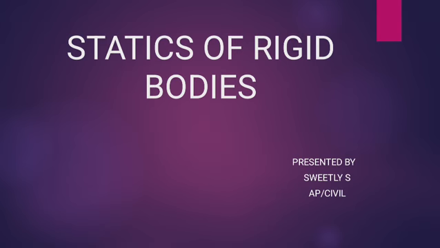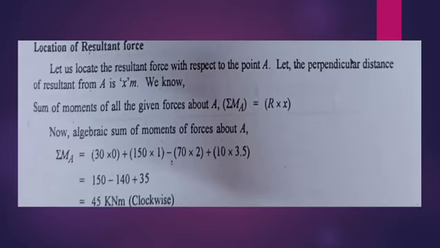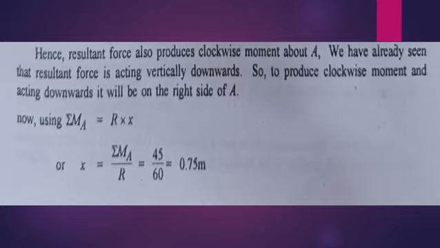Okay, moment about A is equal to 10 into 3.5 minus 70 into 2 plus 150 into 1, then plus 30 into 0. The value is 45 kilonewton meter. Here we get the positive value, therefore the rotation is clockwise.